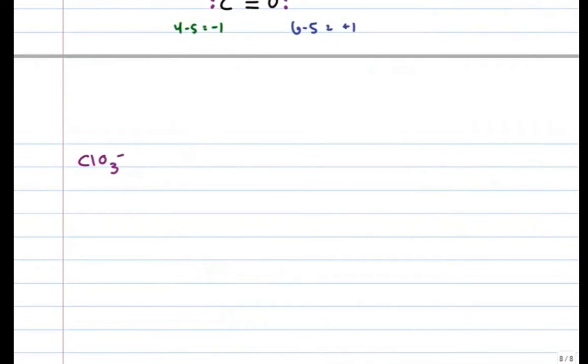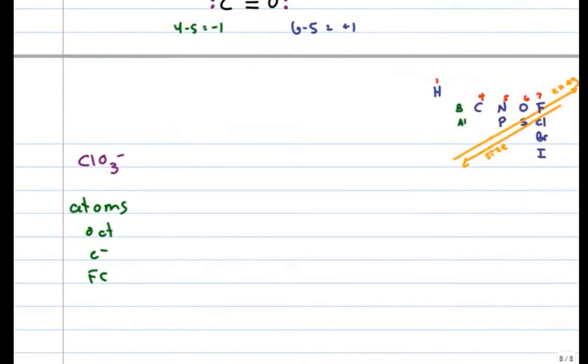This is chlorate, ClO3 minus. Let's take a look. We have atoms, octet, electrons, formal charge. We'll start with the least electronegative atom, put it in the center. In this case, chlorine and oxygen are actually very close in electronegativity, and your professors will not ask you to judge between one to the left and one down. They're very close. In a situation like this, take the atom that appears in a smaller number and put that in the center. So in this case, we'll have chlorine in the middle, surrounded by 3 oxygen atoms.